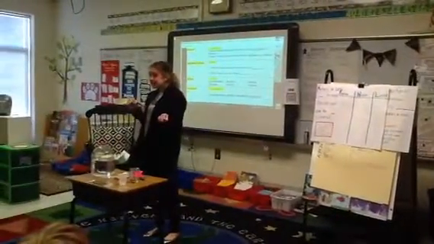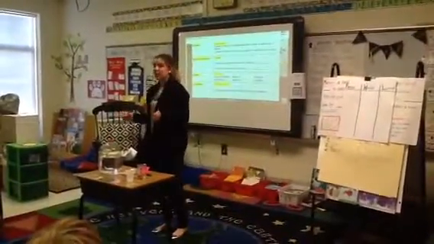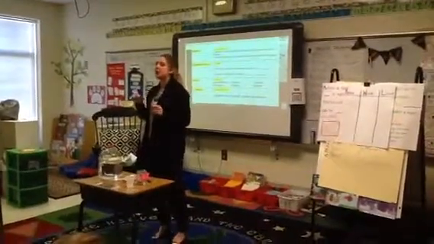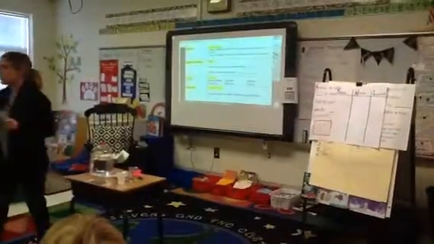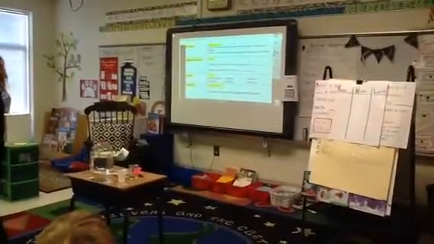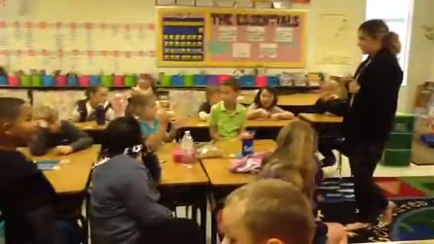Talking about mixtures and solutions. Okay, so somebody tell me what you already know about mixtures or what you already know about a solution. I'm going to make a potion. Jaden? Like when a mixture is when you mix something together.